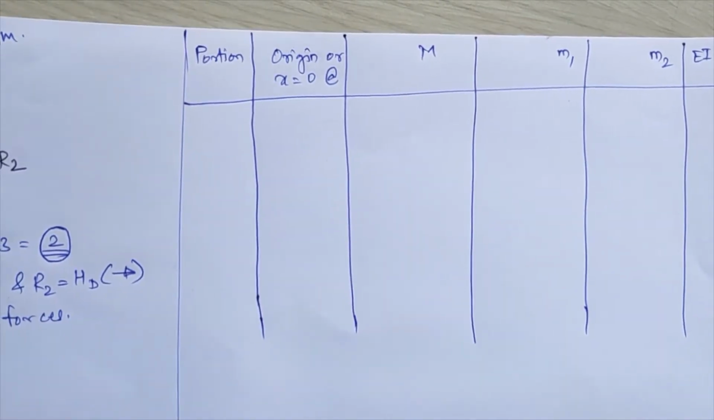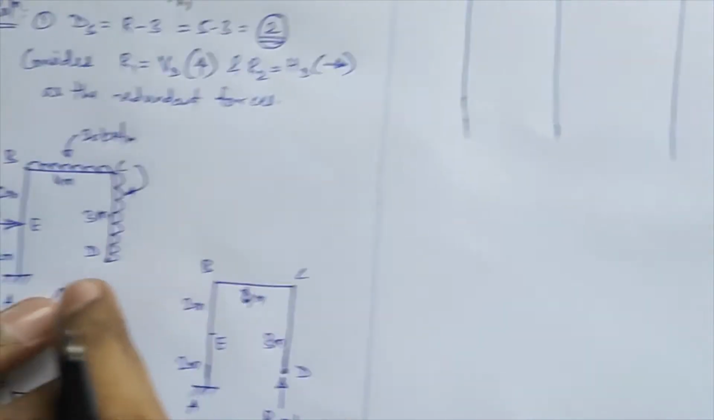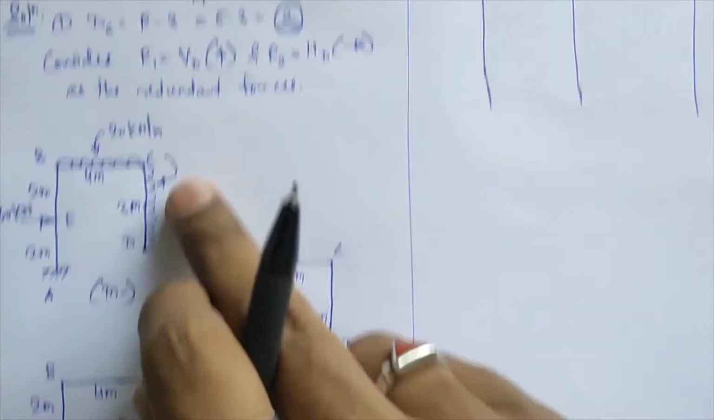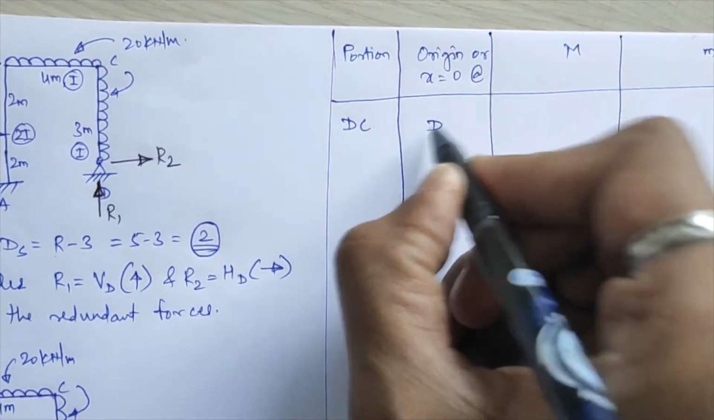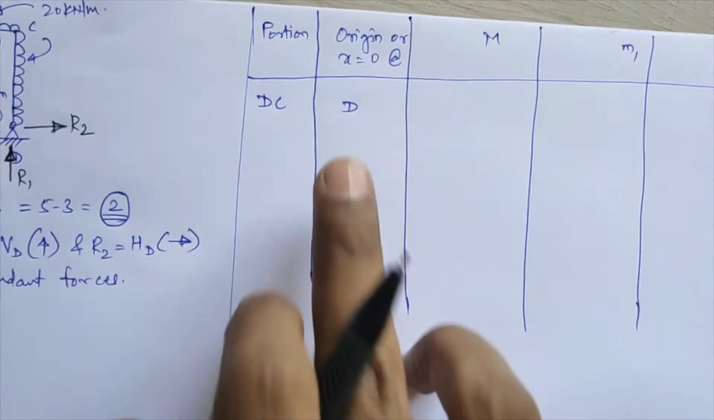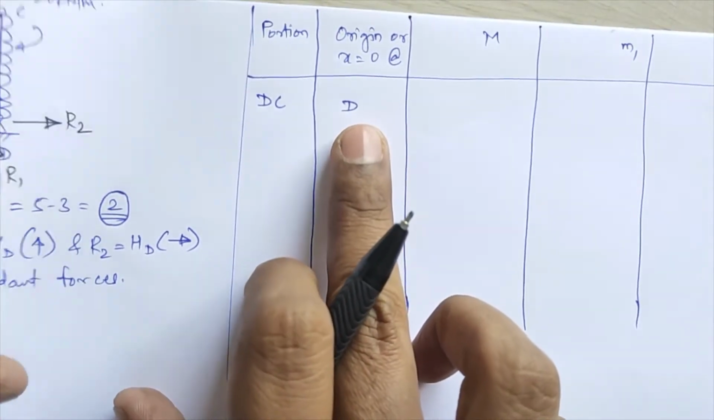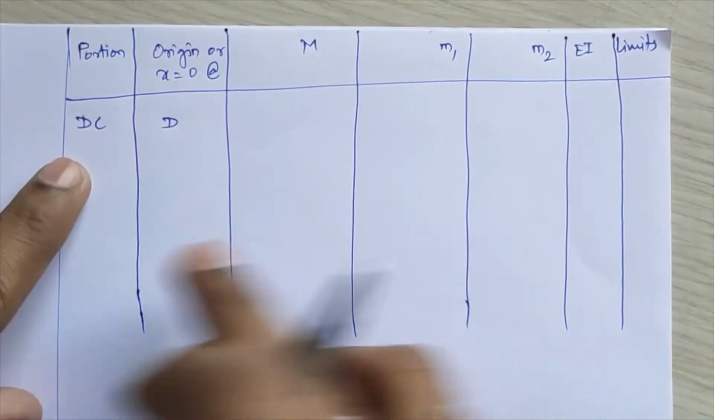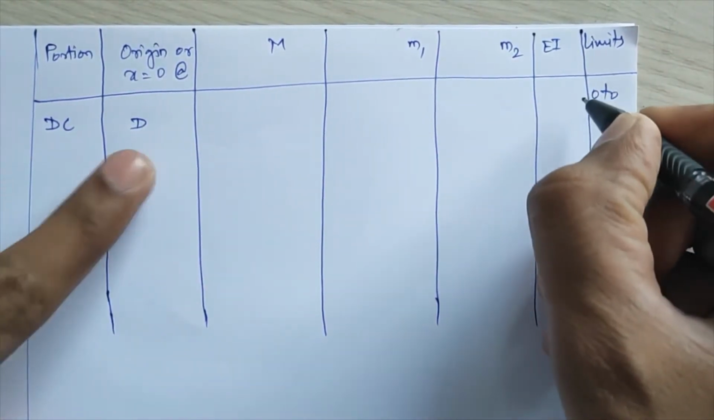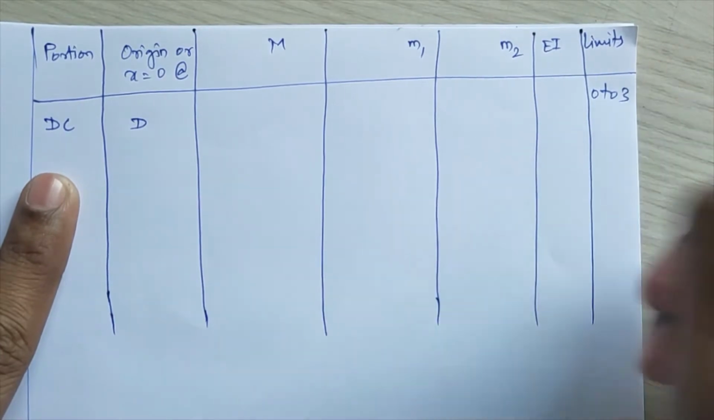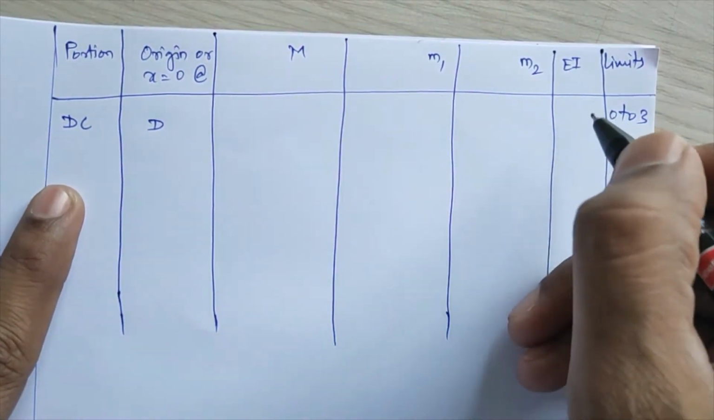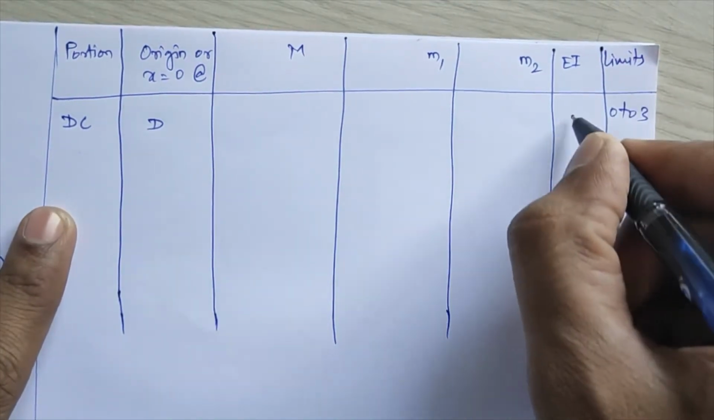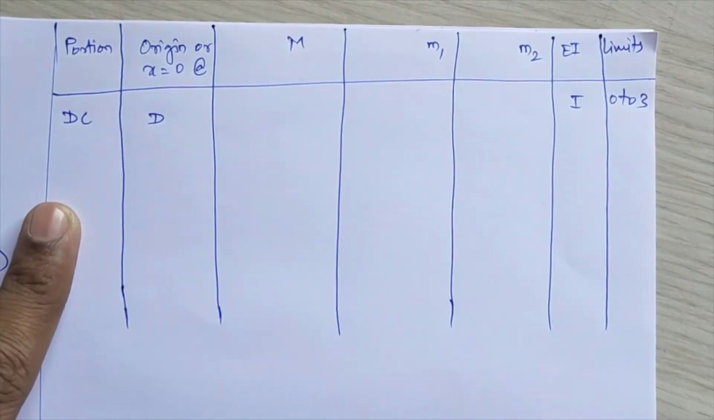So I'll start with my first portion. The first portion will start from the D end over there. So the first portion here will be DC. The origin for that will be equal to D. Okay, so if D is the origin, your limits of integration will be D to C distance, 0 to 3, as given. So limits of integration will be from 0 to 3, and the EI value for the DC member is given equal to I over there.